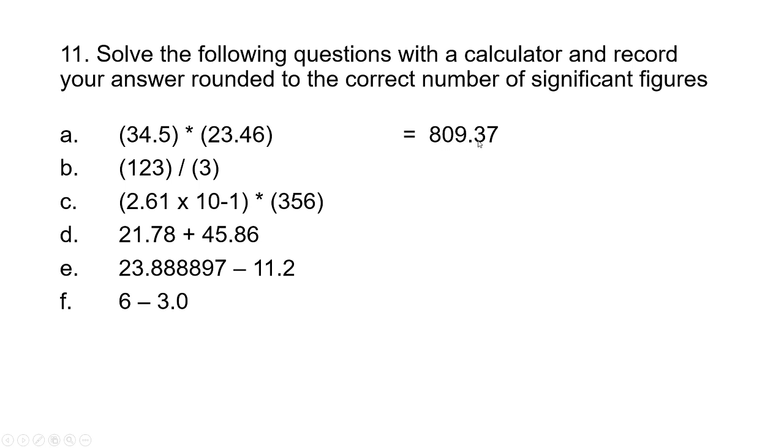I'm going to check the 4th digit to see if I'm going to round that up or not, or keep it. And it looks like since it's under 5, I'm going to keep it. So my answer should be 809. The next one, I have 123 divided by 3. When I do that, I get the answer of 41. Again, when you're multiplying and dividing, you look at the smallest number of significant figures. So here I have 3 significant figures.